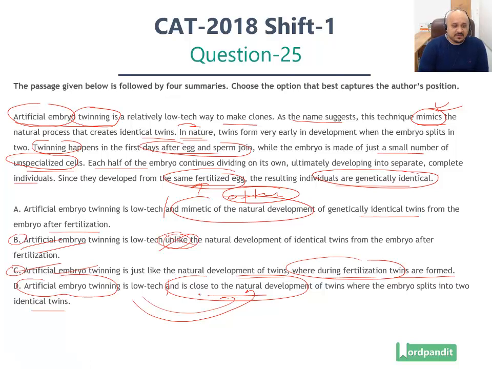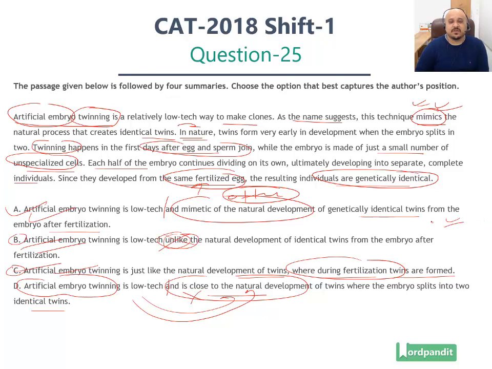So when he says artificial embryo twinning is close to the natural development, that means this process is nearly the same as natural development of twins, right? It's close to it, it's related to it, whereas the author suggests it mimics it. So these two things are very, very different. Being close to something would imply there is a strong parallel between the two. Mimicking something would imply one thing is copying the other. What is happening here? The sentiment which is given to us is mimic in this case and not close to. Hence the correct answer here is option number A.